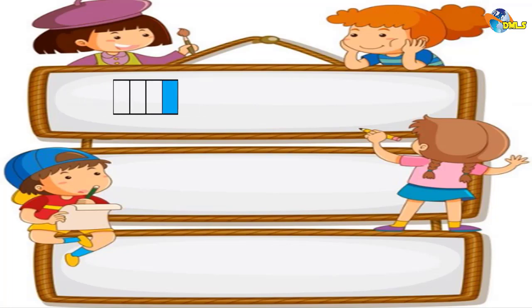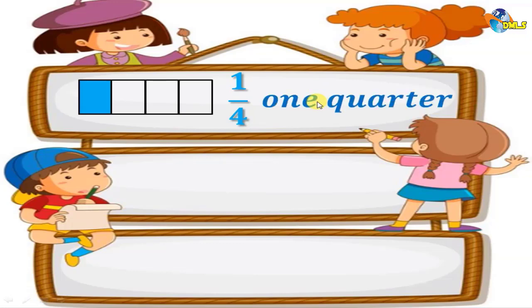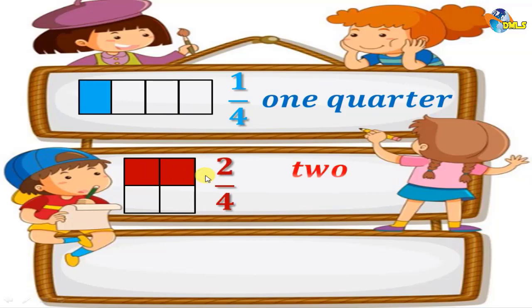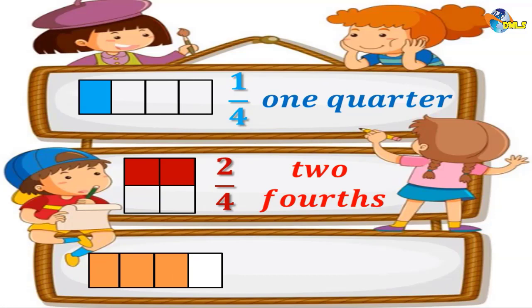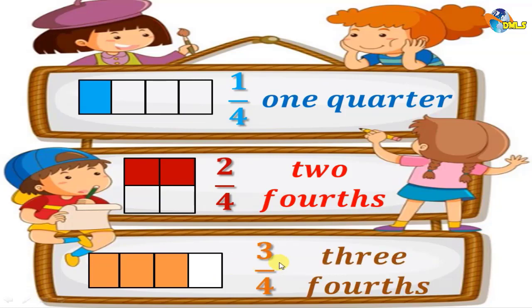Now, I want to write the name of the fraction. We have parts, count with me, 1, 2, 3, 4. And we have 1 colored, so I write 1 over 4. It's called one quarter. Here we have 1, 2, 3, 4. And 2 of them are colored, 2 over 4. That means 2 quarters. Here we have 4 equal parts, 3 of them are colored. So the fraction is 3 over 4. That's called 3 quarters.